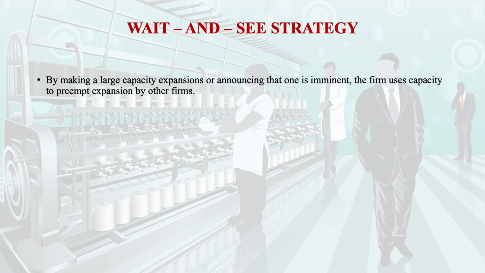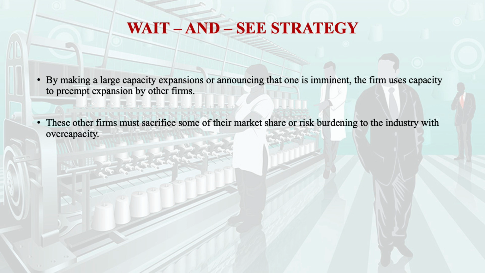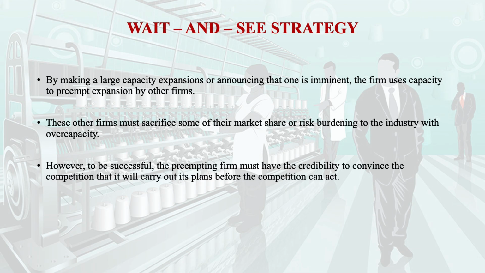If you go for the large capacity expansion or announce it as important, the firm uses the capacity for preempting other firms from expanding. This always happens. These other firms must sacrifice some of their market share or risk burdening the industry with overcapacity. However, to be successful, the preempting firm must have the credibility to convince the competition that it will carry out its plans before the competition can act.